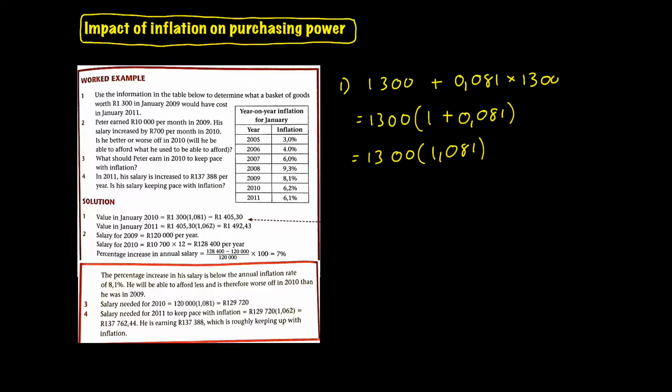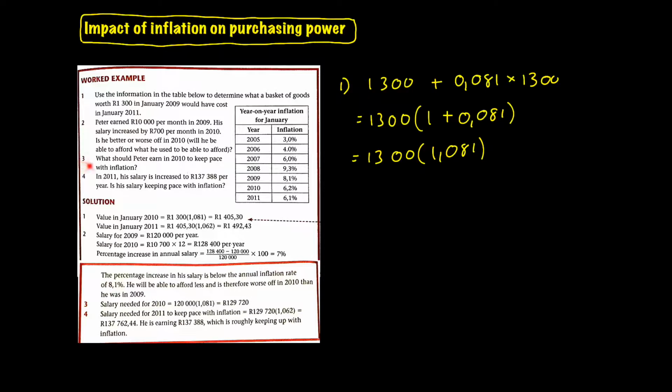All right, so with the percentage increase in his salary, we now need to see that for that year, the average inflation rate was 8.1%. Right, and that 8.1% is higher than the 7% increase that he got, which means that because his percentage increase in salary is below the inflation rate of 8.1%, he will be able to afford less and is therefore worse off in 2010 than he was in 2009.